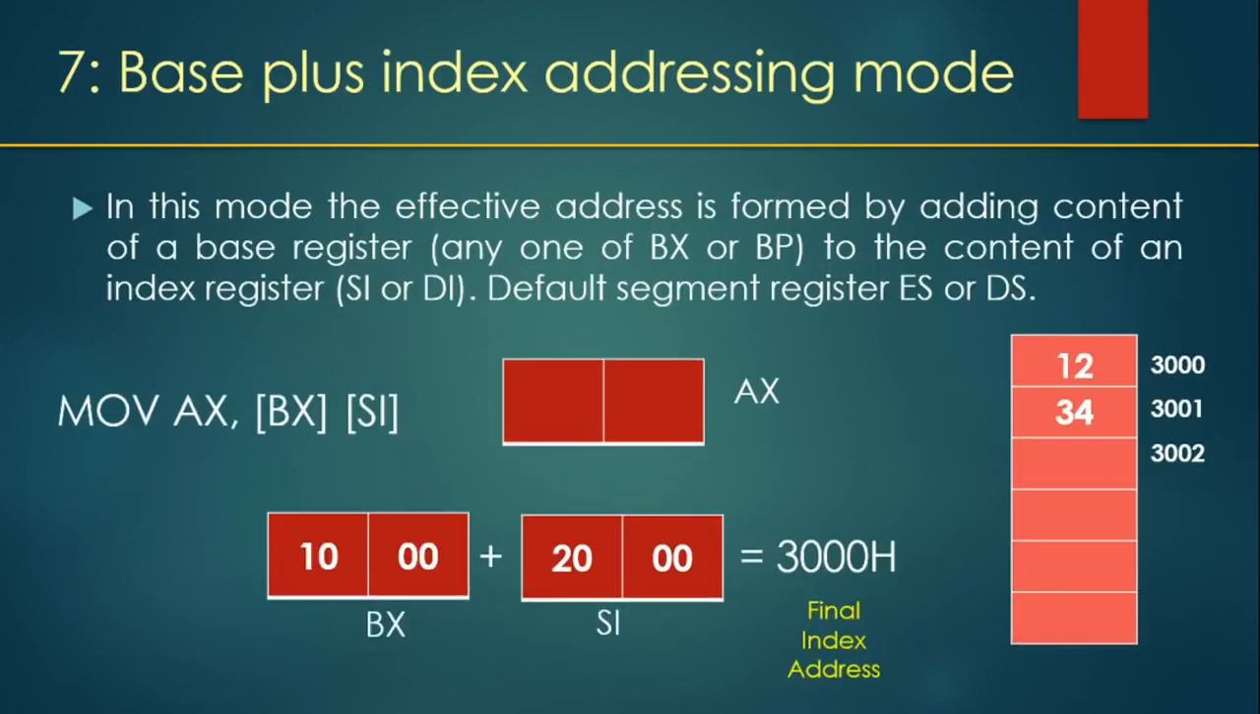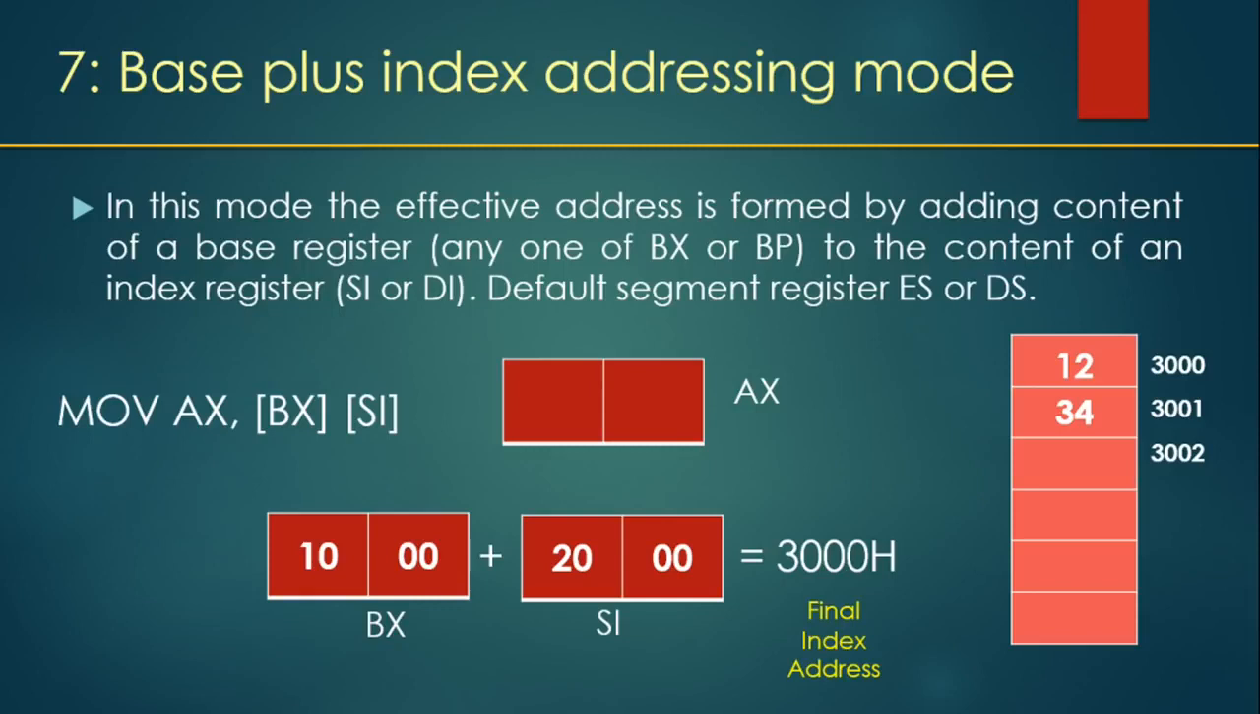We see the next addressing mode, base plus index addressing mode. In this mode, the effective address is found by adding the content of a base register, any one of BX or BP, to the content of an index register, SI or DI. The default segment register is ES or DS.